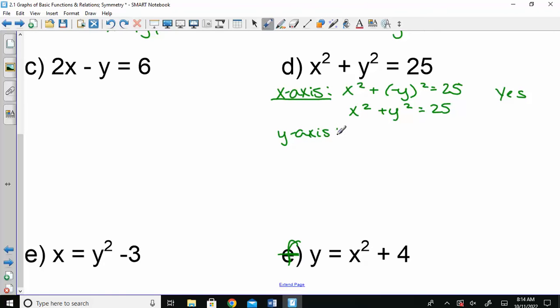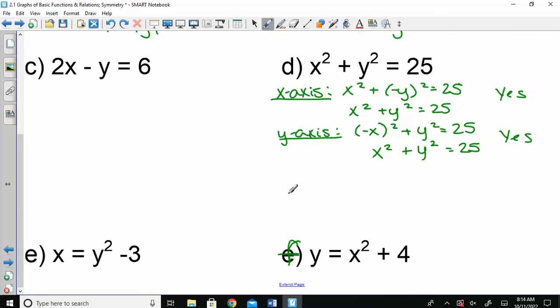To check the y-axis, flip the x. Okay, so if I make my x a negative, negative x times negative x is positive x squared. And again, that's what we started with. So that one is a yes.